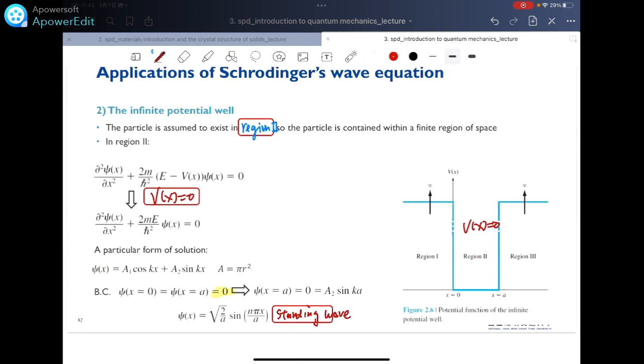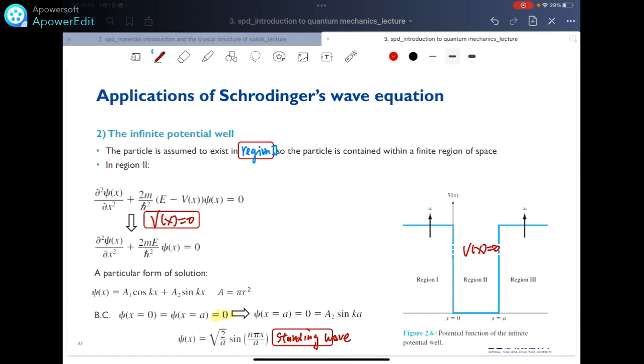So that's a standing wave here. Again, if you have the electron inside this potential well, it will form a standing wave, as in other areas of physics, which have the same concept of a standing wave as well.